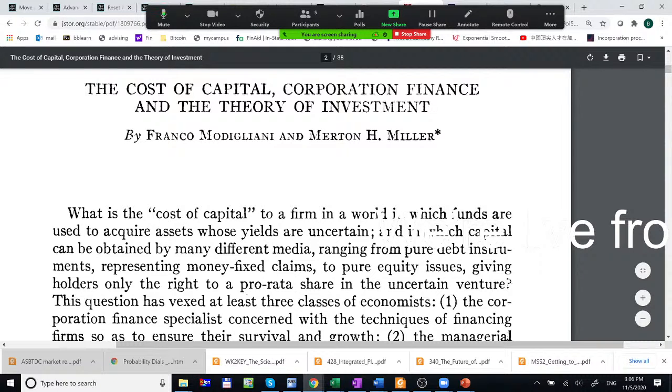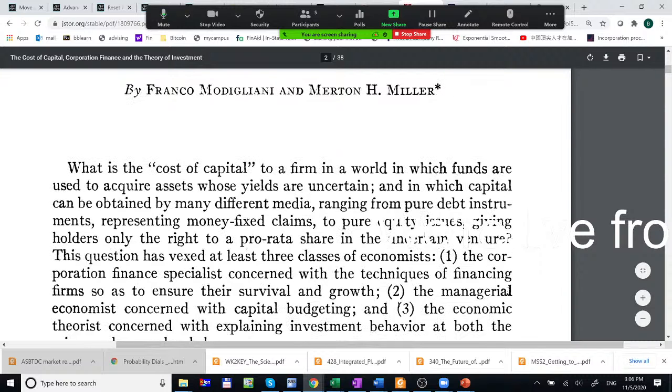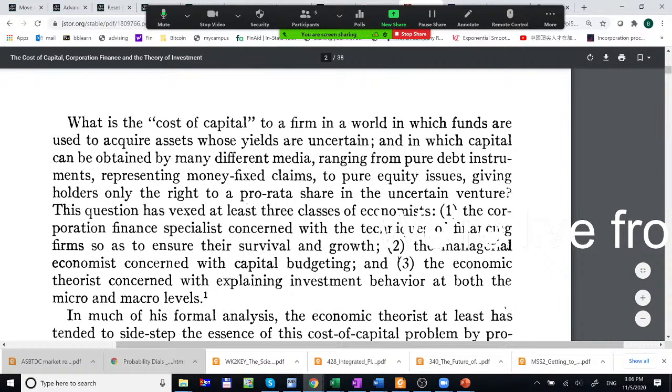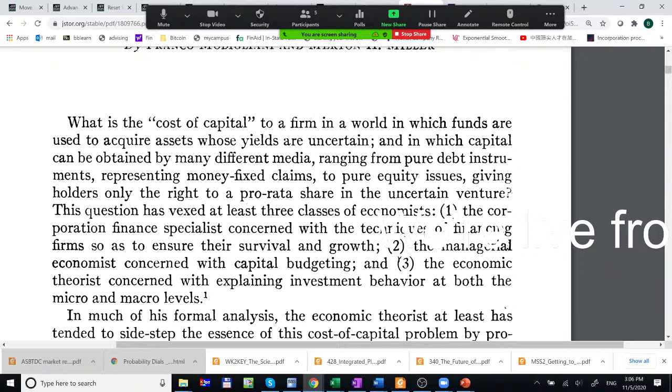This question has vexed at least three classes of economists. The corporate finance specialist, concerned with the techniques of financing firms so as to ensure their survival and growth. So if you are going to work in a company as a financial manager, you need to make sure the company has enough capital to run its operations. And you are going to be under a lot of pressure, because Elon Musk just admitted he is just one month from bankruptcy.